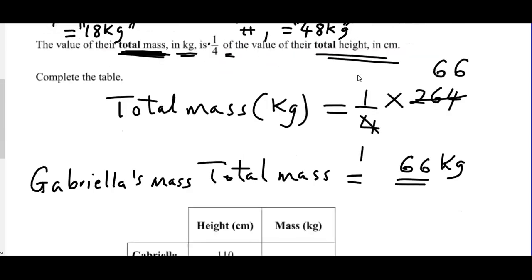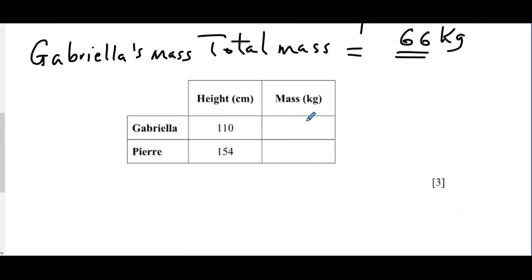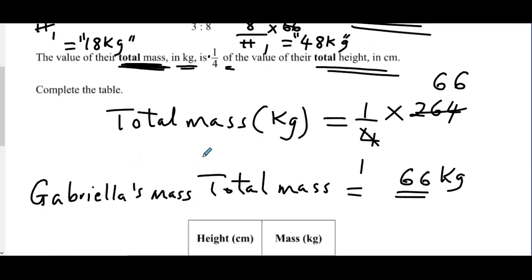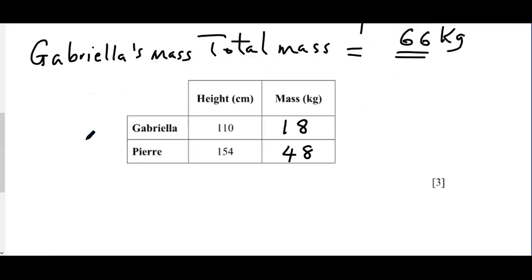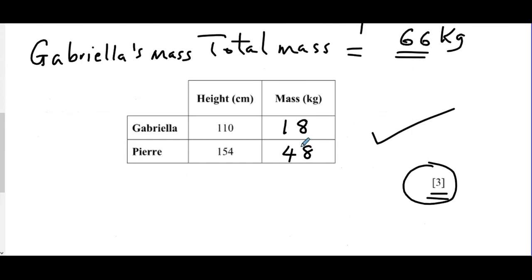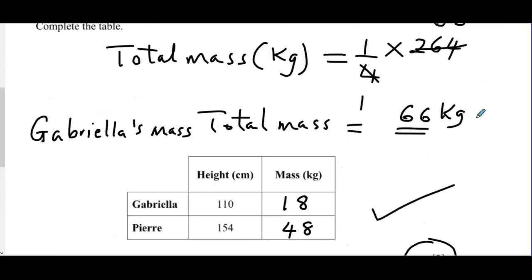So what do we write? For Gabriela, we got 18, and for Pierre, we got 44. Is it 44 or 48? Yes, we got 48. So 18 for Gabriela and 48 for Pierre. Once you do that, you go ahead and collect your 3 marks over there. You can check: if you add these 2 numbers, you get 66 as the total mass, which we got over here.